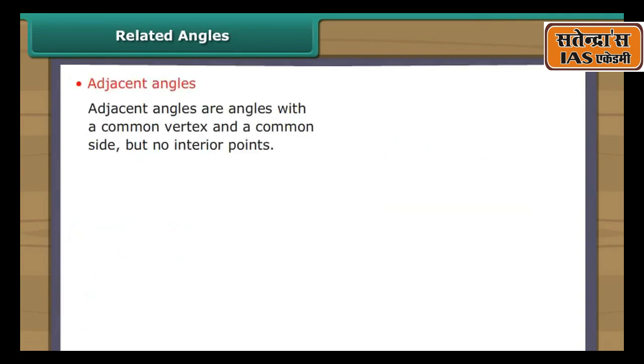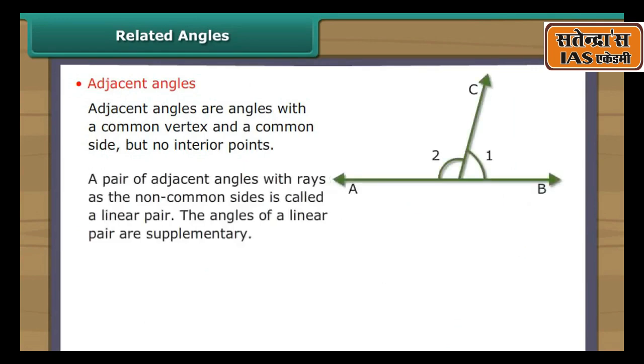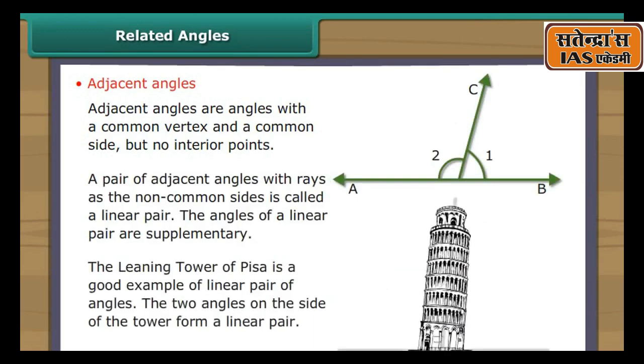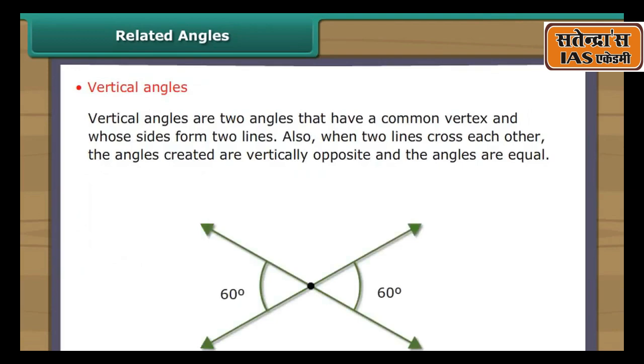Adjacent angles are angles with a common vertex and a common side, but no interior points. A pair of adjacent angles with rays as the non-common sides is called a linear pair. Vertical angles are two angles that have a common vertex and whose sides form two lines.